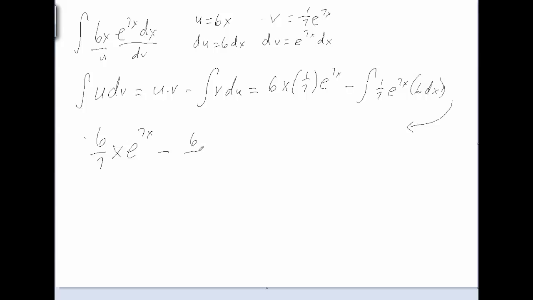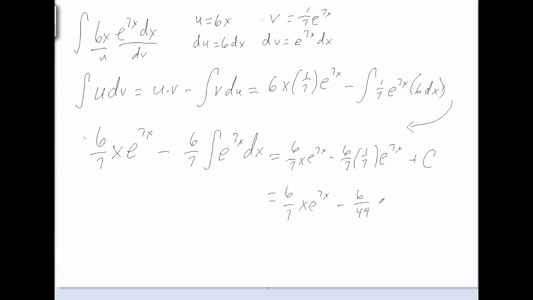minus 6/7. We can bring the 6/7 outside the integral here. And then to find this, the integral of e to the 7x, that's just 1/7 e to the 7x plus c, or 6/49 e to the 7x plus c.